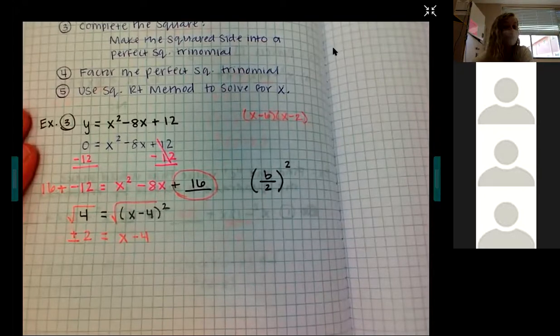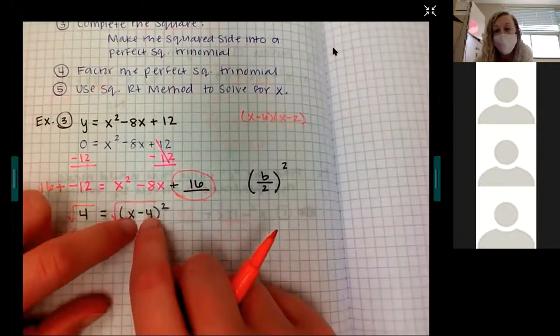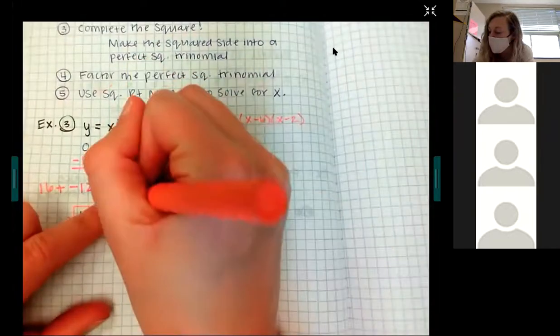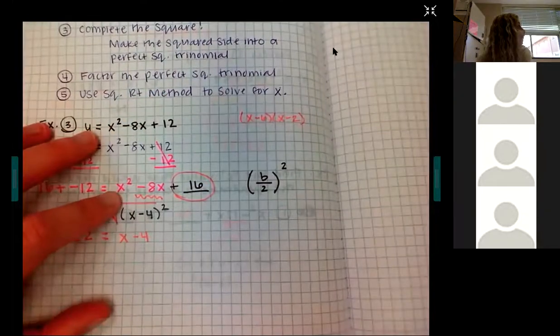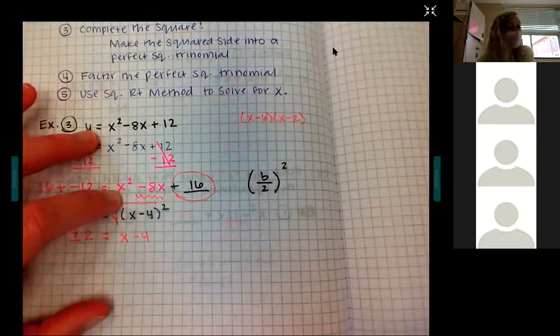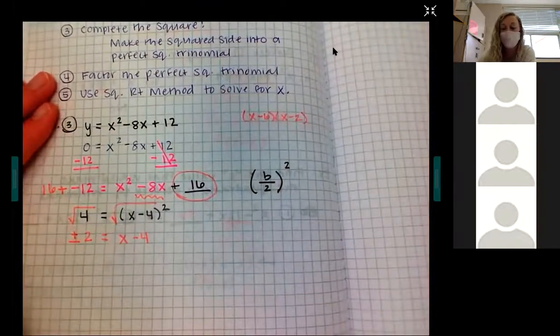No? That's a great question. Okay, it's x minus 4 right here, y'all, because your 8 that was in the middle was negative. So you need 2 negative 4s to make a negative 8. No, that's not a dumb question. That's a really good question.